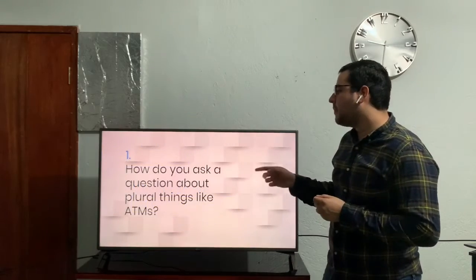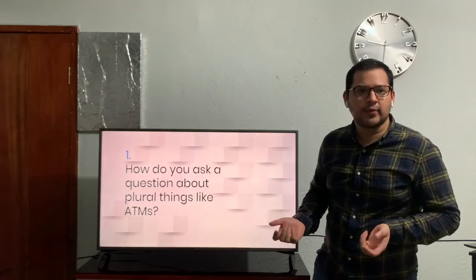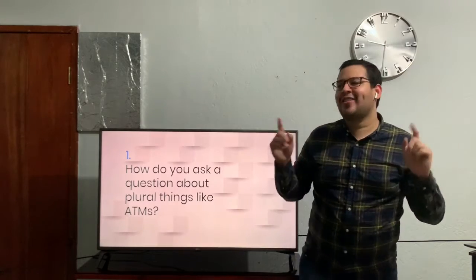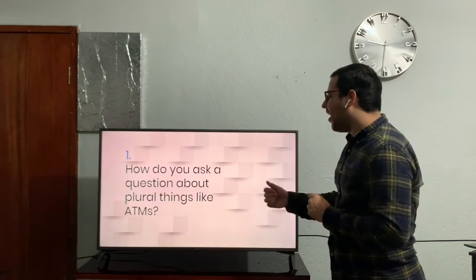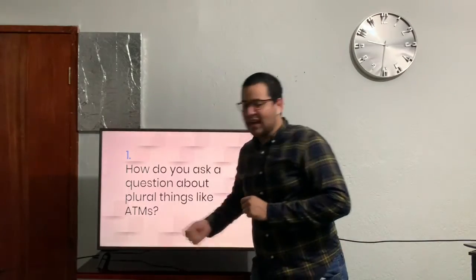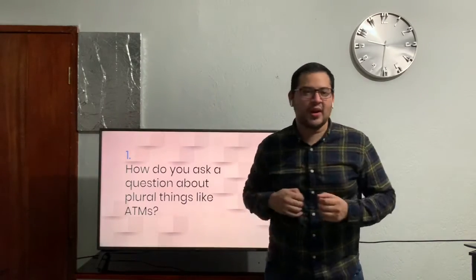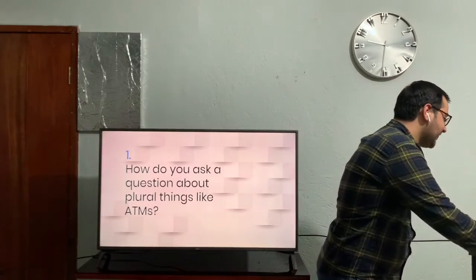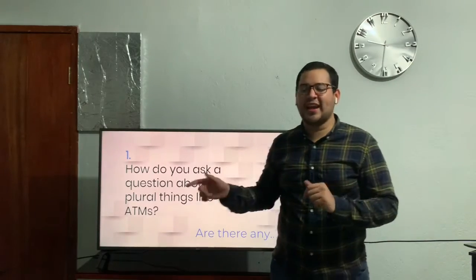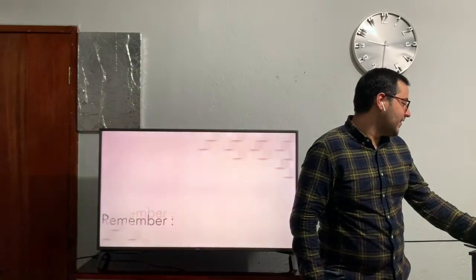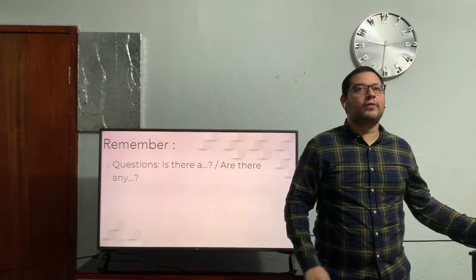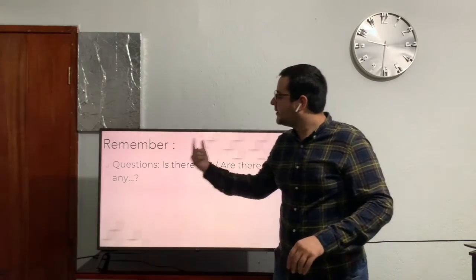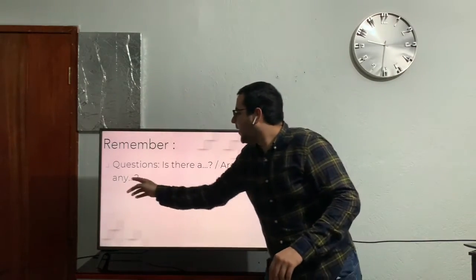How do you ask a question about plural things like ATMs? Do you know the answer? Yes. Are there any? Are there any ATMs, remember? The place where you can get money? Money. So, are there any? So, remember, for questions we use, is there a, and are there any?